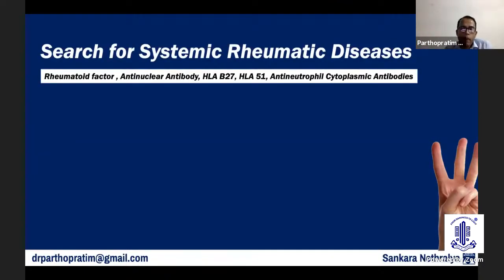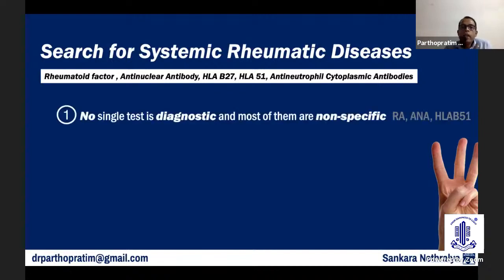Now, when you search for systemic rheumatic diseases with the help of laboratory tests, you have to remember three important rules. Rule number one, no single test is diagnostic and most of them are non-specific. You have to remember that rheumatoid factor and antinuclear antibody are tests that can be found positive even in the normal population, normal healthy adults. So you have to correlate them with the clinical picture. The next is HLA-B51. Many of us, when we see a mobile hypopyon, order HLA-B51. You have to remember that HLA-B51 does not rule in or rule out Behçet disease, and that's why it has not been added in the Behçet disease classification.